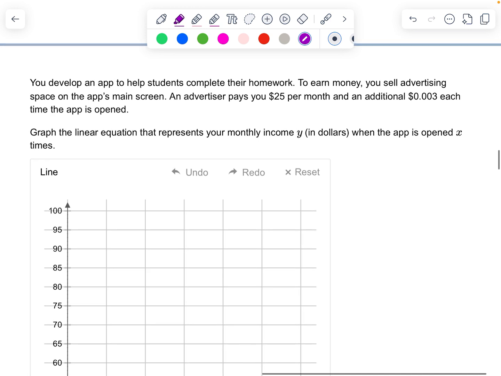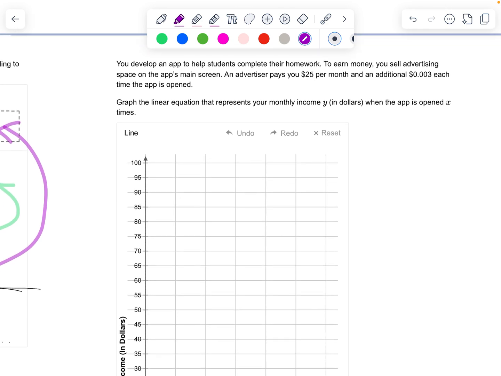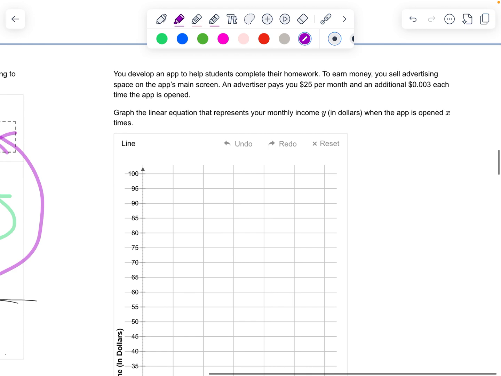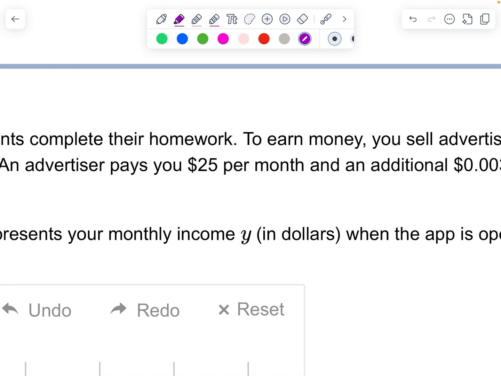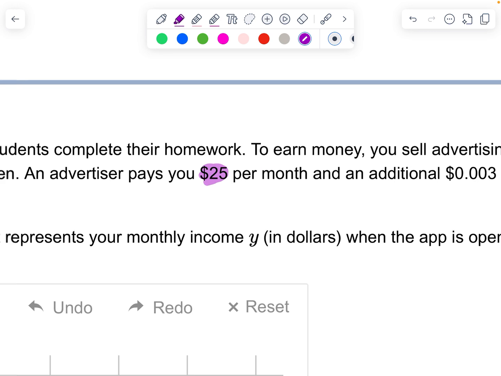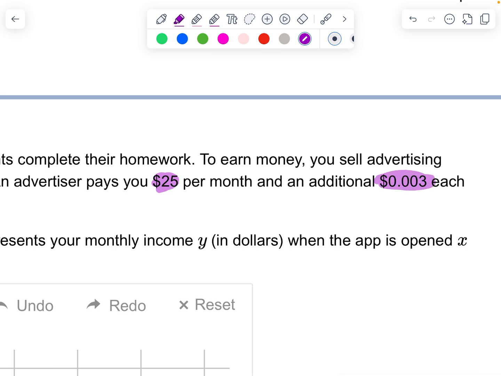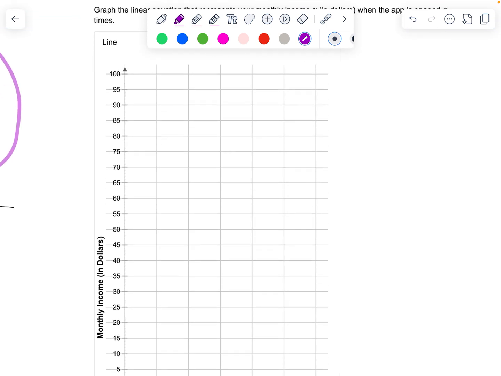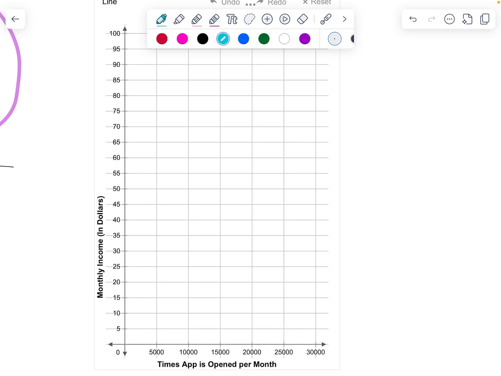You develop an app. We did this one in class the other day. You develop an app for homework to earn money. An advertiser pays you $25 per month and an additional 0.3 of a cent each time the app is opened. Graph the linear representation for the monthly income. Okay, so if you have not sold anything, the advertiser is going to pay you $25, right? $25 right here for just having the app. Even if it's never used, you get paid $25, right? But then every time the app is opened up, you get 0.3 of a cent, okay?